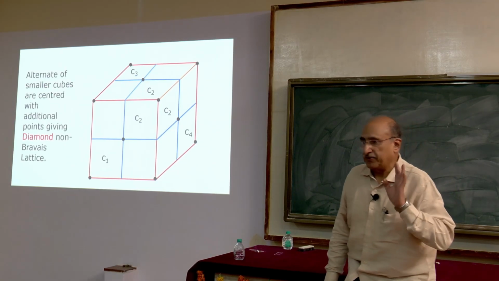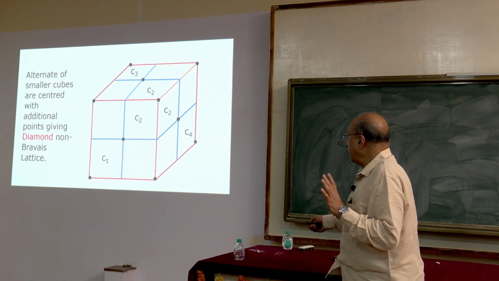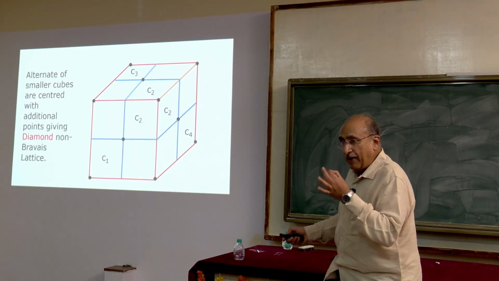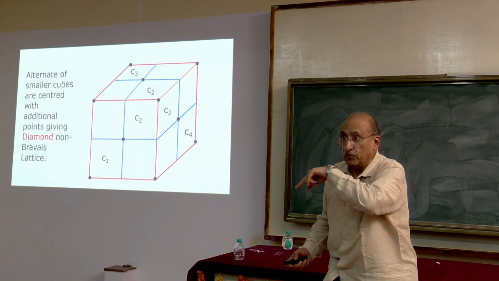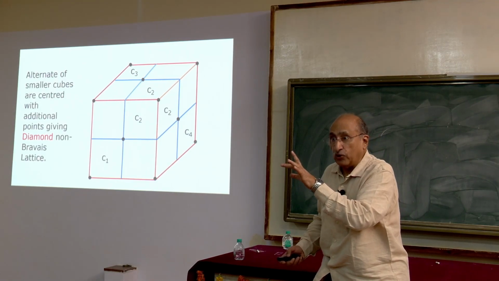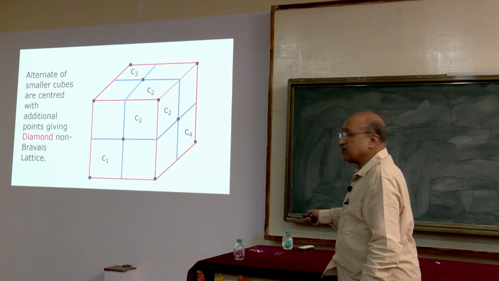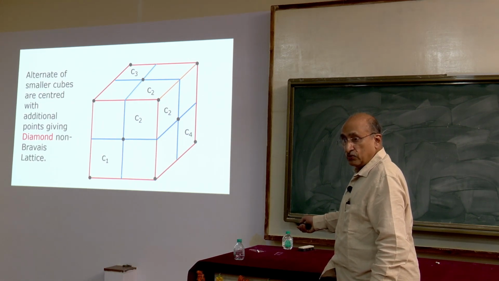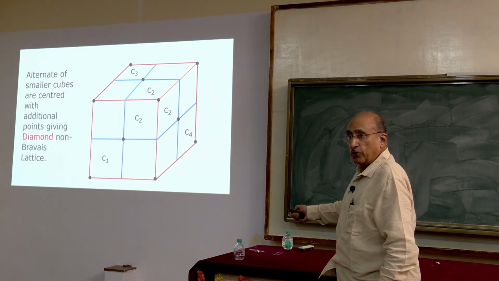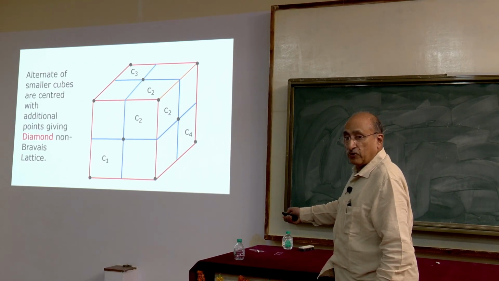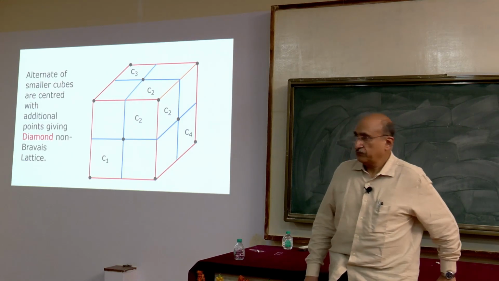Alternate ones of them you center. Suppose we take this tiny cube, center it. It means I put another carbon atom at the center of this cube. This tiny cube, not the big cube, has a dimension of A by 2. I put one atom here, but the next one I don't put. In any direction you move, you go here, then you put. Then you go in this direction, you don't put. So keep on taking alternate ones. Is it clear?